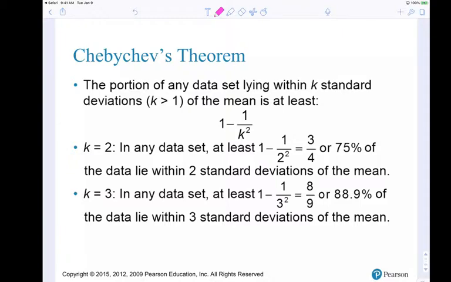75% lie within 2 standard deviations, 88.9% lie within 3 standard deviations. Sorry, back up. So again, 75% lie within 2 standard deviations, 88.9% lie within 3 standard deviations. Is this okay? Okay.